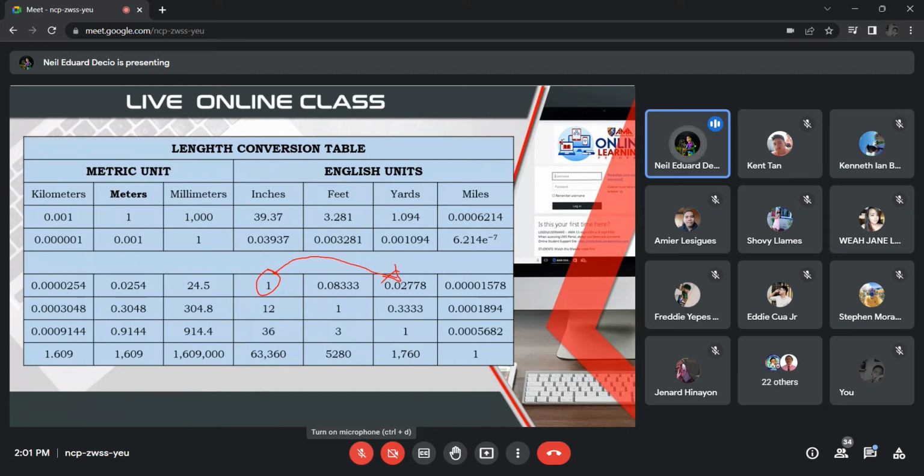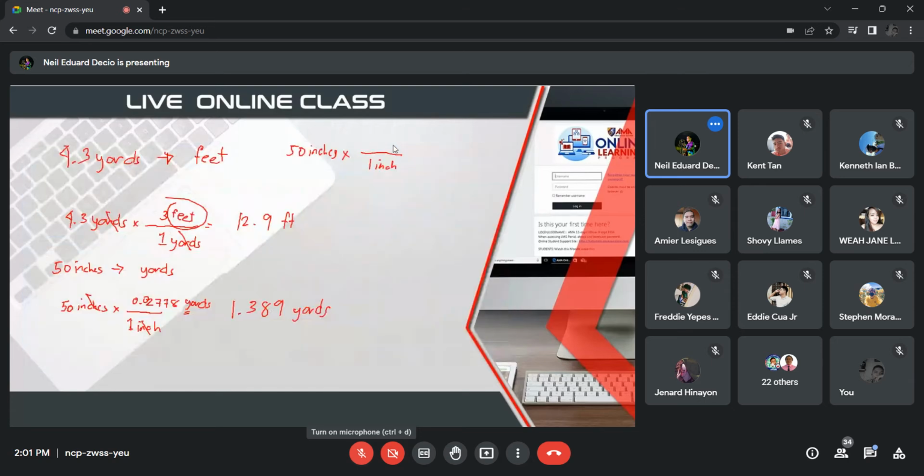No? So we're going to write that 0.08333. This is feet. Okay? And then we also multiply this by how many yards? Yeah, 1 foot, it is also equal to how many yards?